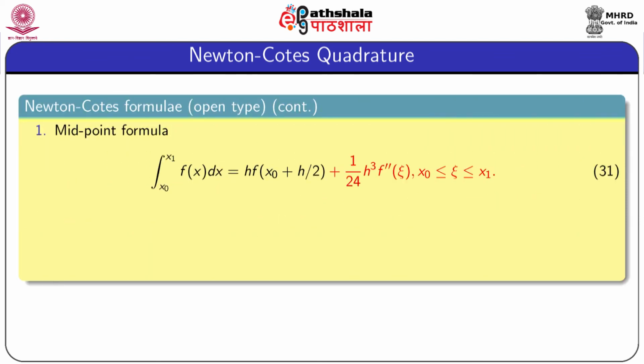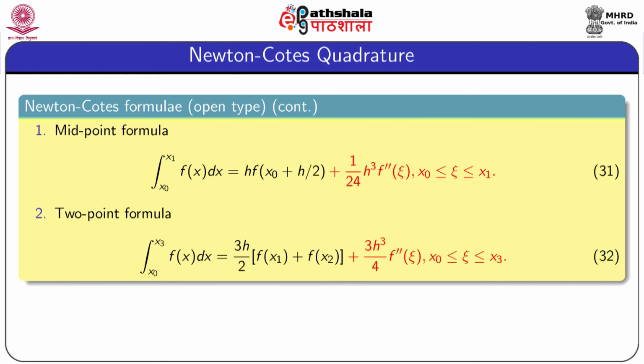So, for this case a new kind of Newton-Cotes quadrature formula is derived, and this type of formula is known as open type Newton-Cotes quadrature formulas. The first one is called the midpoint formula. This is a very simple formula: the integral from x0 to x1 of f(x) dx equals h times f(x0 + h/2), where x0 + h/2 is the middle point of the endpoints x0 and x1, and the error term is (1/24) h^3 times the second derivative of f at xi, which lies between x0 and x1. This is a very simple formula to calculate the integration of a function f(x) excluding the points x0 and x1.